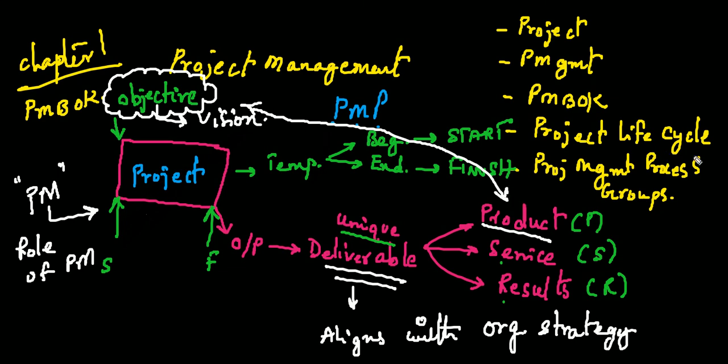So what we studied so far: what's a project? A project is something temporary. Temporary means it has a start and finish, and is used to produce a unique deliverable in the form of product, service, result. Hope this much is clear. Now we finished this part of the question, what's a project. Now we're going to join this too.